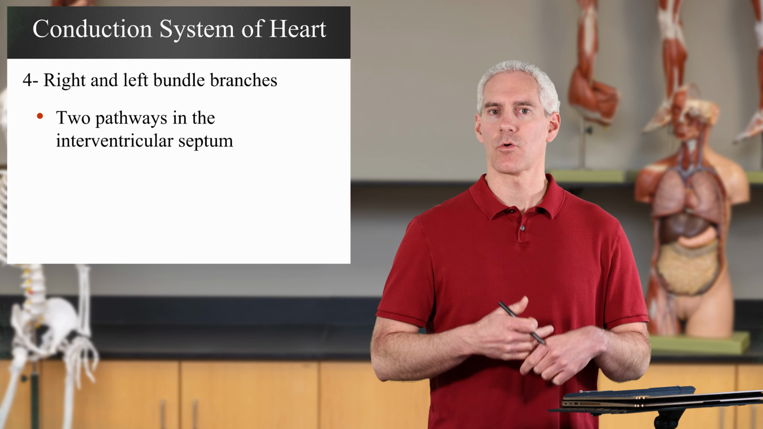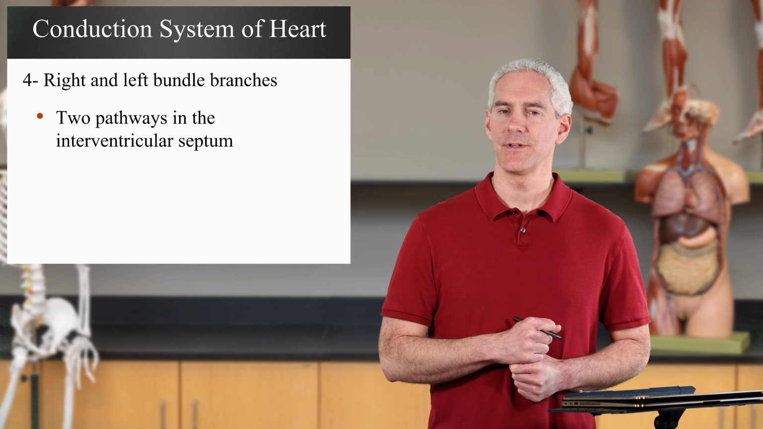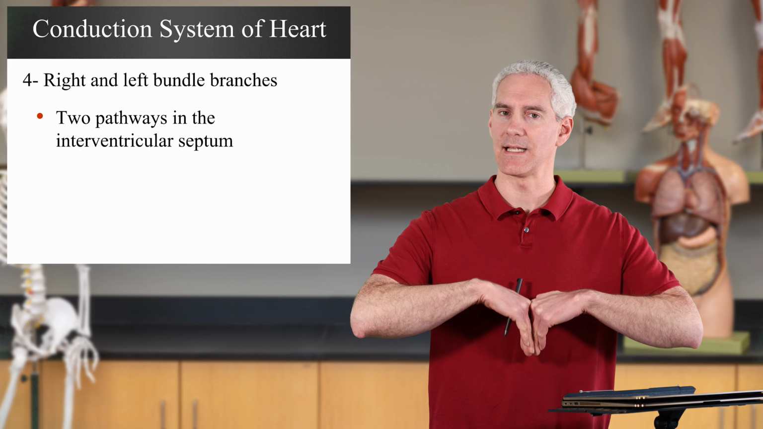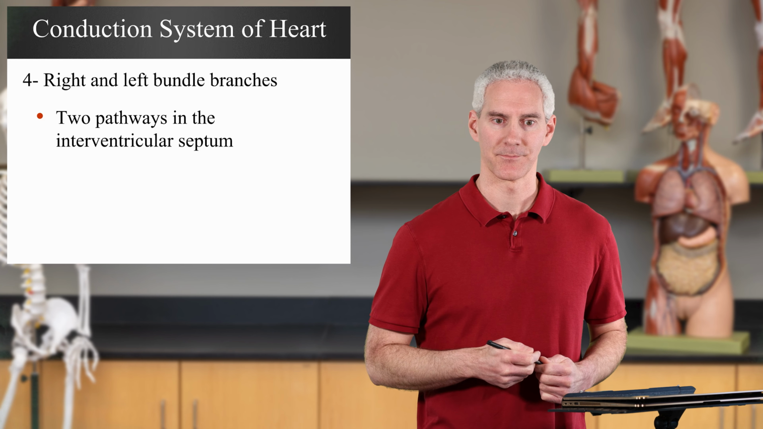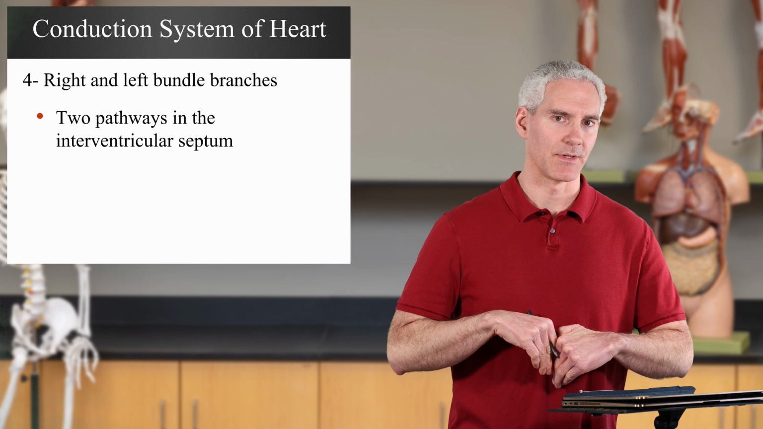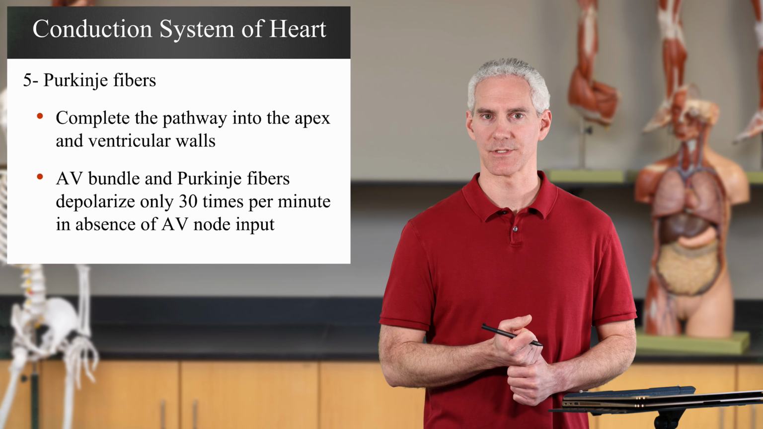We then have the right and left bundle branches. So after the previous step, it branches out into two. We're going to have two pathways going down the interventricular septum. Now, as this heads down the interventricular septum, it gets to our last point, which are the Purkinje fibers.